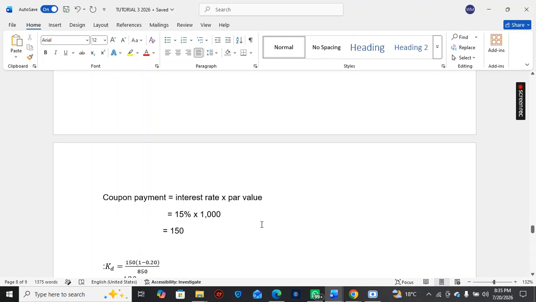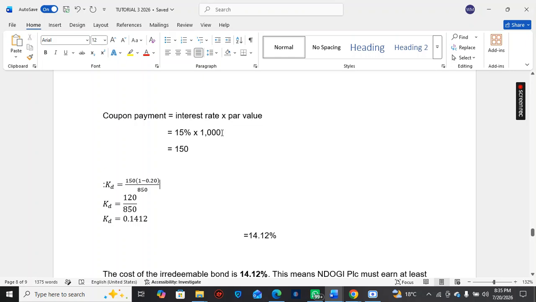Then whenever you hear coupon, it's just interest. Interest, coupon payment, interest payment, coupon rate. You actually see the word as coupon rate. Just know that that's the interest rate.